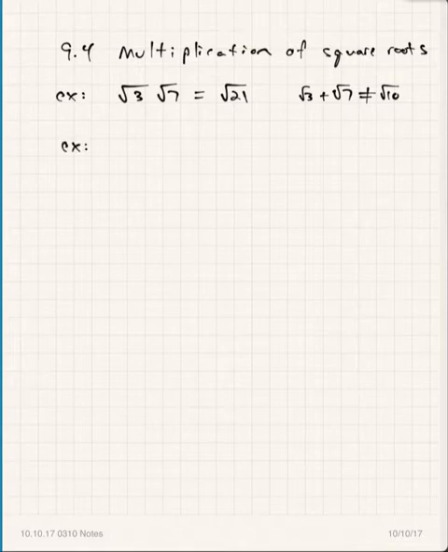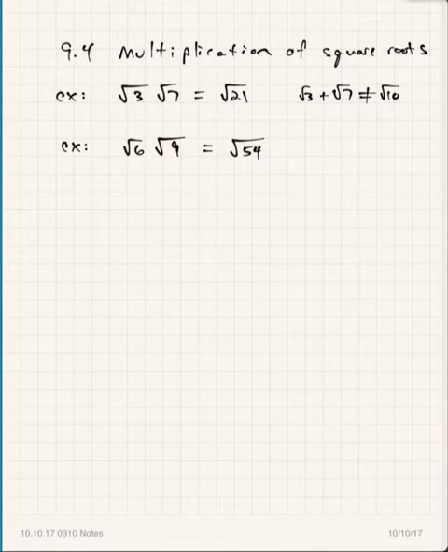Let's say I have the square root of 6 times the square root of 9. The square root of 6 times the square root of 9 is the square root of 54. That's allowed. You can multiply those together. Now the difference between that problem and the one I just did with the square root of 21 is that the 54 does simplify, and I really wasn't paying attention.